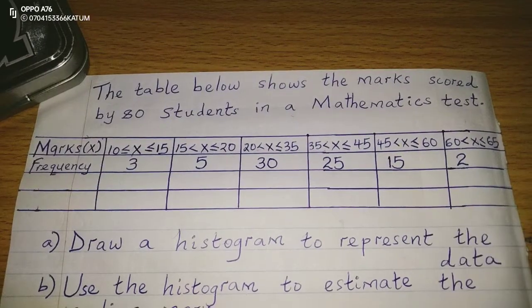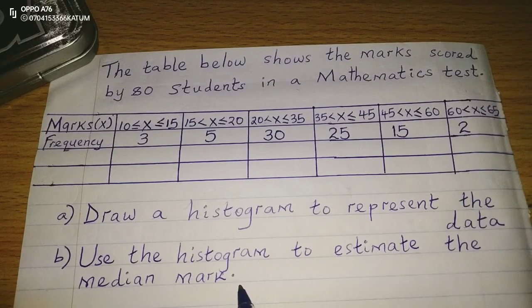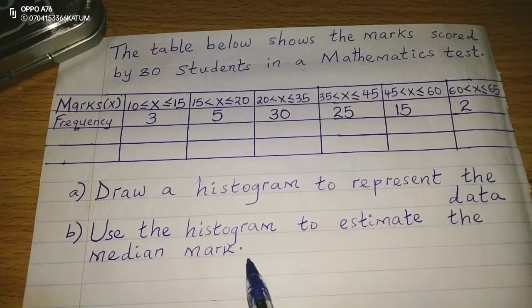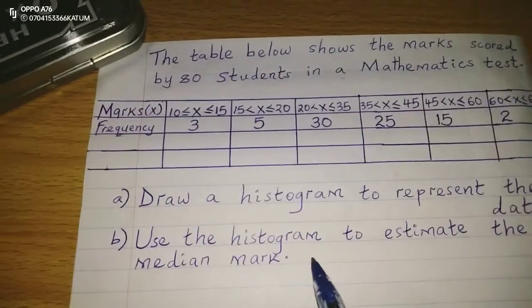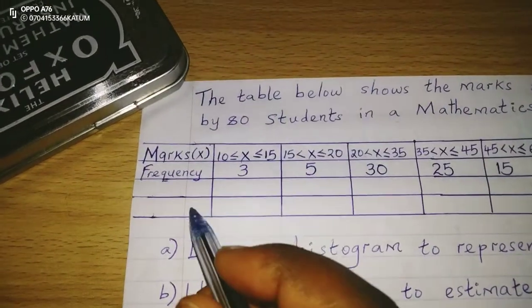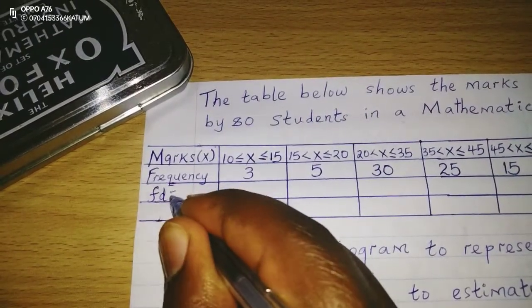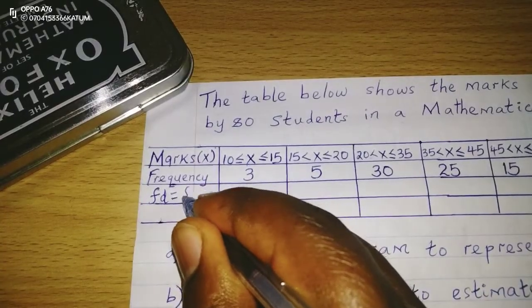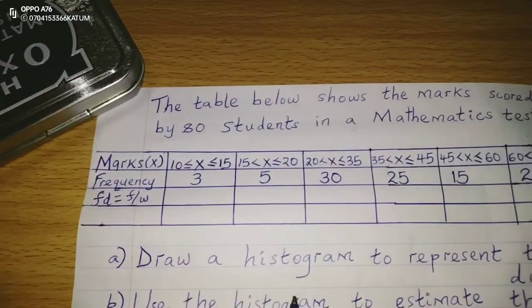Because the class intervals are not the same, remember that for a normal histogram where class widths are uniform, we could have plotted frequencies against the class limits. But now that the class intervals are not the same, we use what we call frequency density. Frequency density is usually calculated by dividing each frequency by the class width.